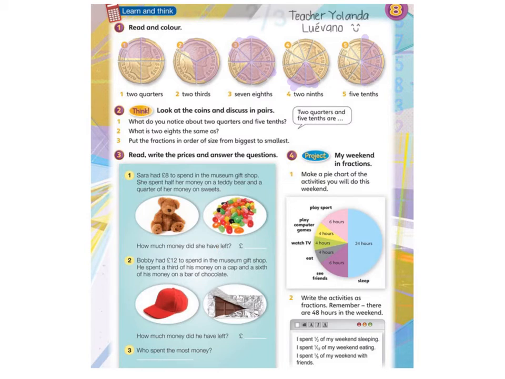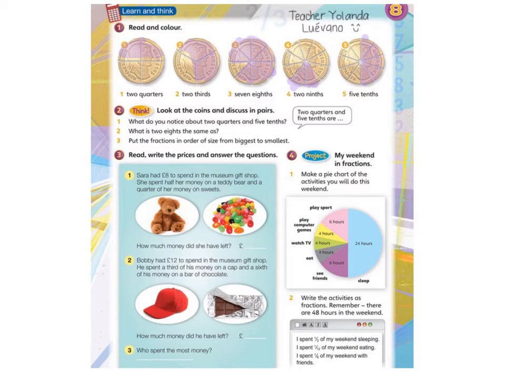Number 2 says, Bobby had £12 to spend in the museum gift shop. He spent a third of his money on a cap and a sixth of his money on a bar of chocolate. How much money did they have left? Last question, who spent the most money? So, what are we going to do?